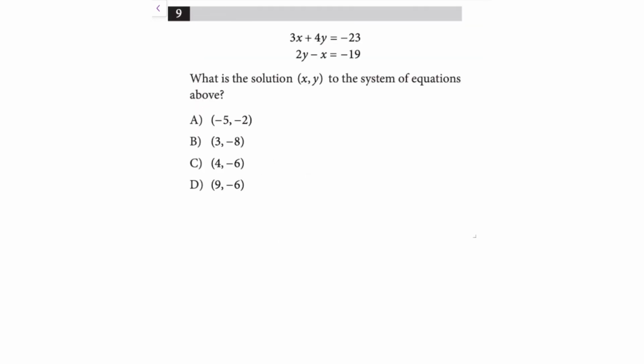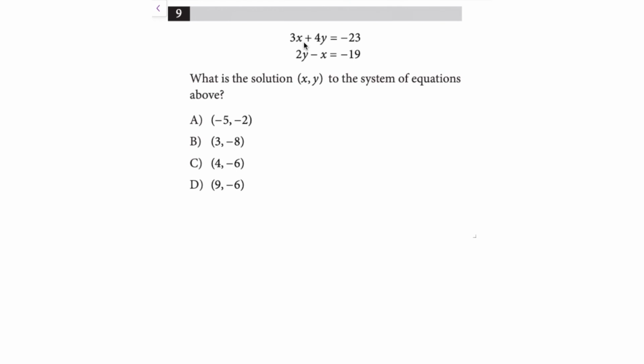Number 9, I have a system of equations, 3x plus 4y equals negative 23 and 2y minus x equals negative 19. What is the solution xy to the system of equations above? Well, you could check all these answers by plugging in, but since this is the no calculator section, I would not recommend doing this. I'm going to solve this by using elimination.